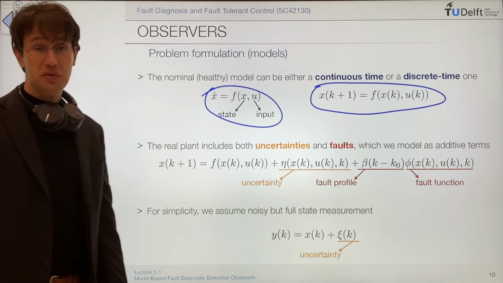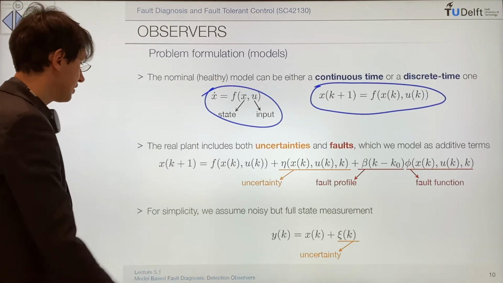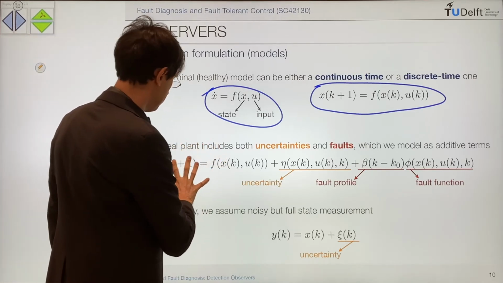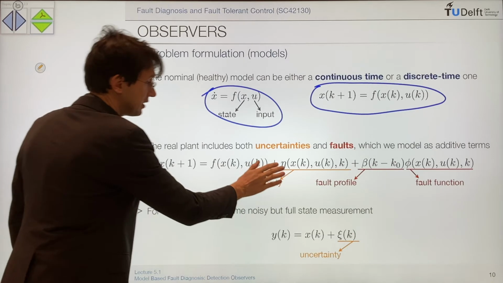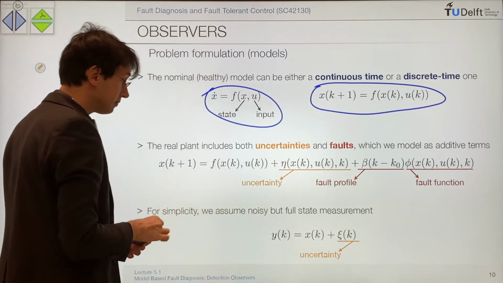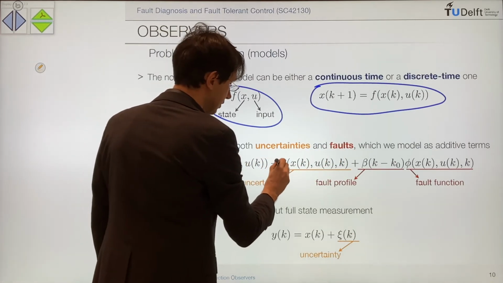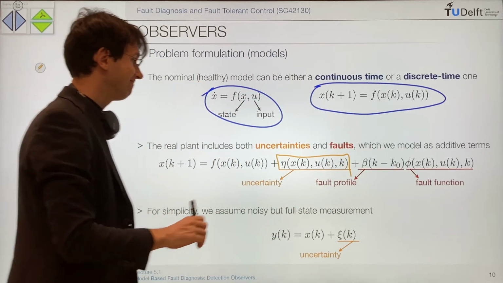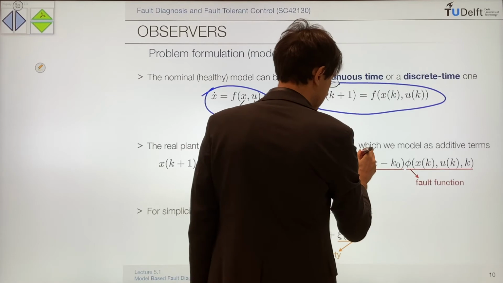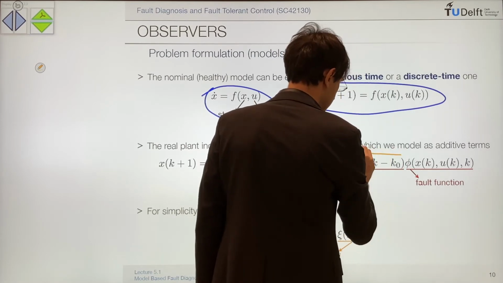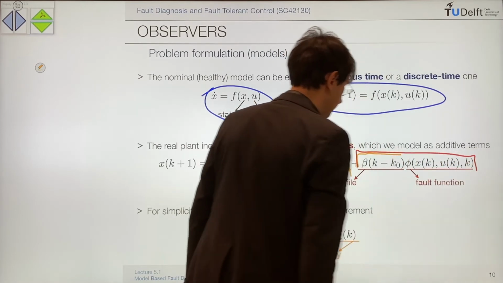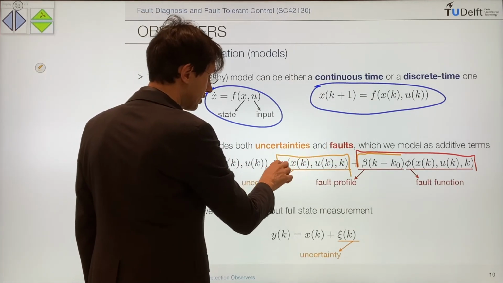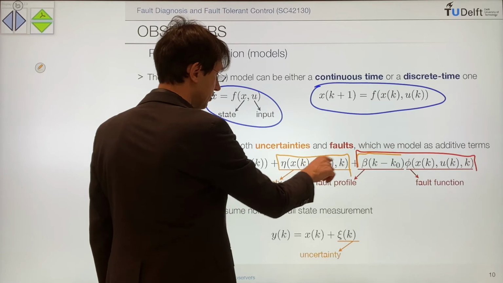In reality, as we said, it is not like this. So in reality, in discrete time, we have other two contributions to the equation. We have uncertainties here, and we have the fault. Not always, but at some point, we are going to have the fault. So the uncertainty is this function eta of x, u, and k.